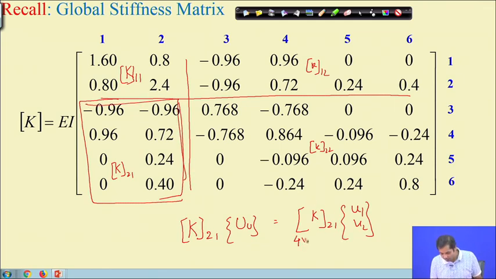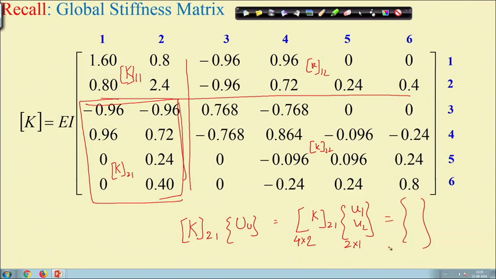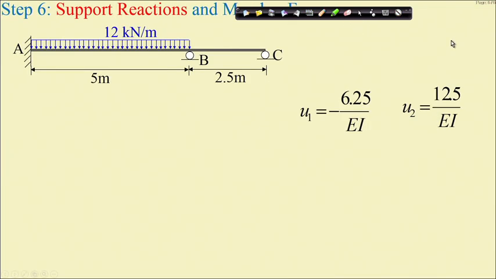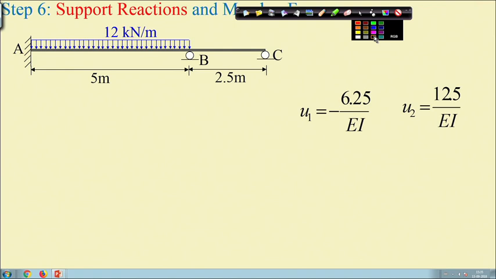This is a 4 by 2 matrix and U1, U2 is a 2 by 1 matrix, which gives us the forces at the joint, the reaction at the joint only due to the deformation, which is 4 cross 1. So, we get 4 unknown joint reactions. Okay. Let us do this exercise. Now, U1, U2 is this. Let us find out what this is.